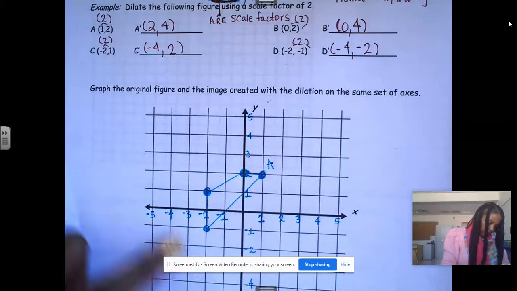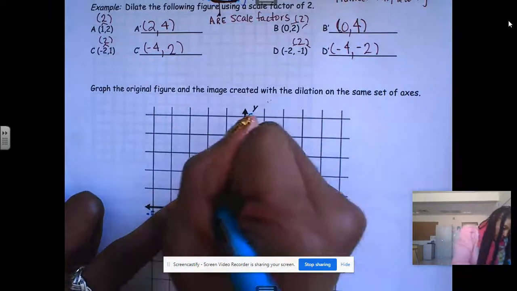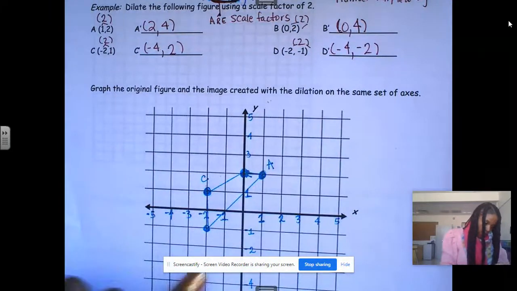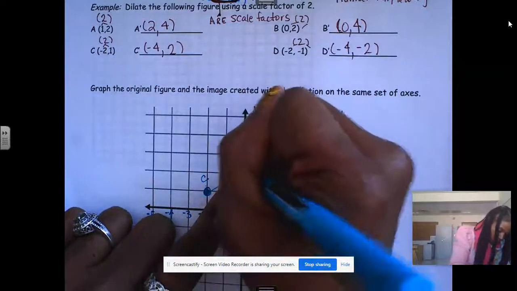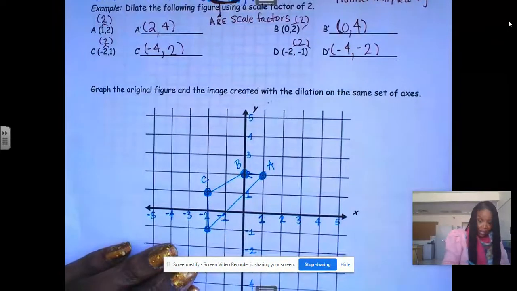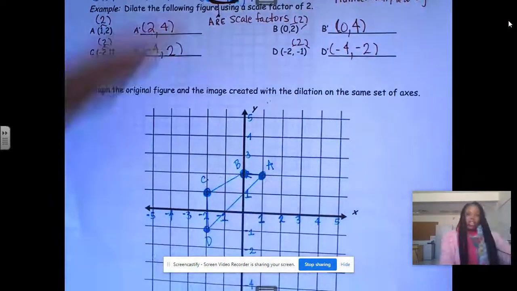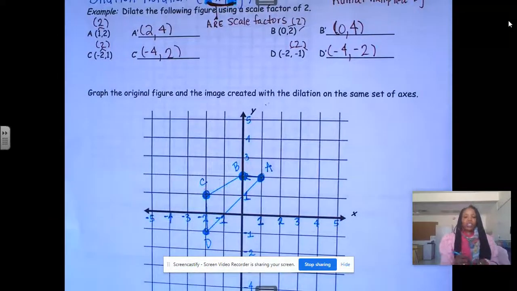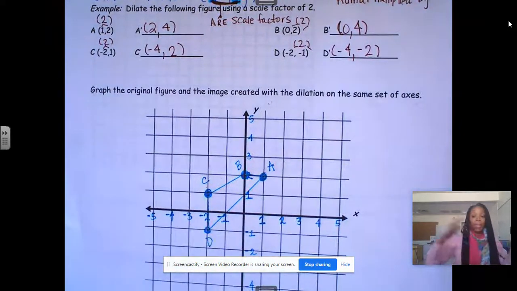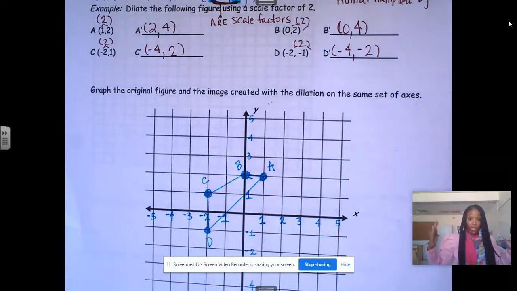This is my C. And then this is my B. And then this has to be my D. Okay, so I multiply everything by a scale factor of 2, so I know that this figure is going to get bigger because my scale factor is greater than 1.